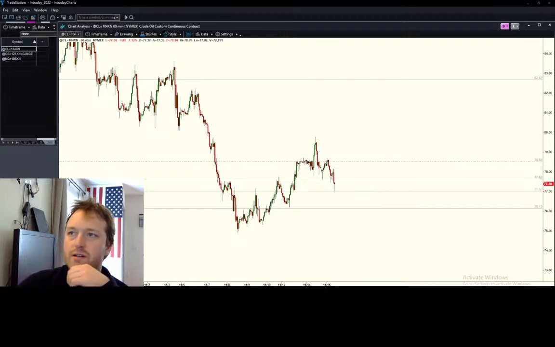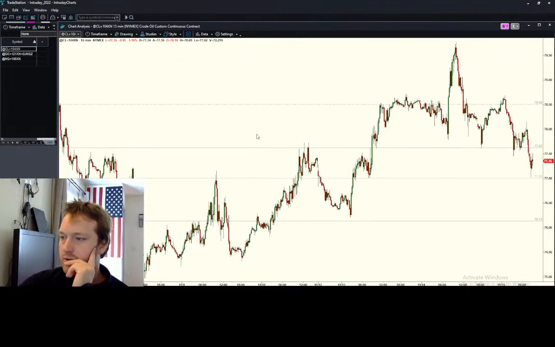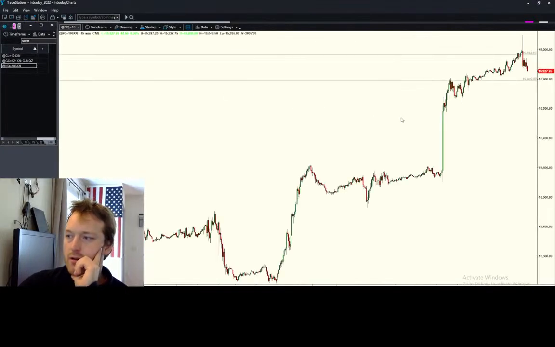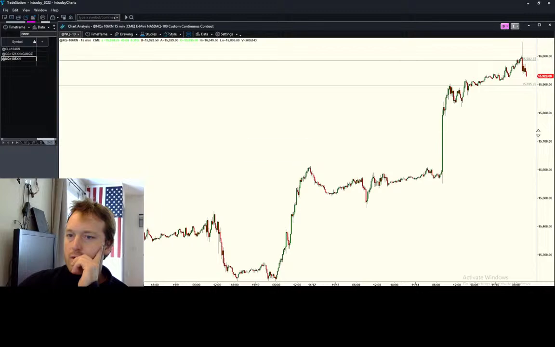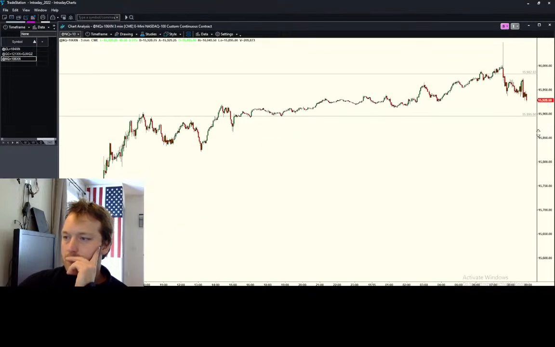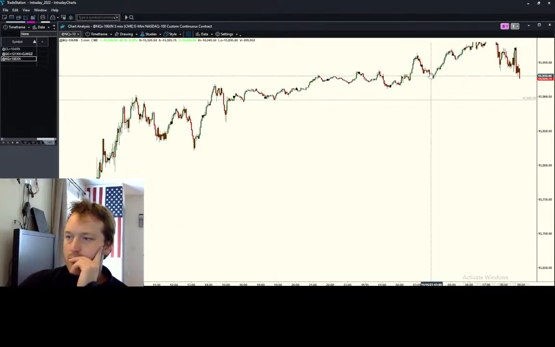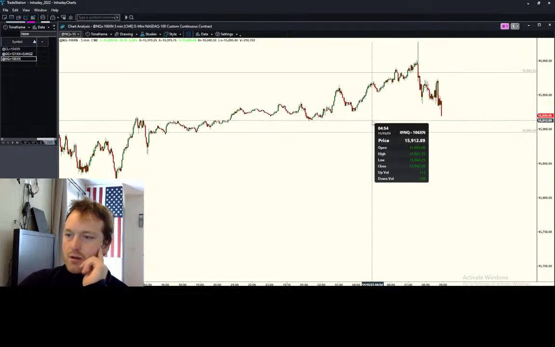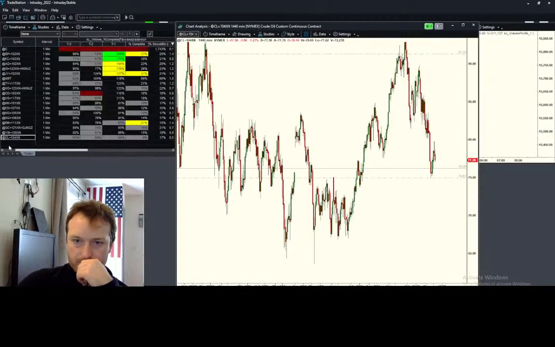Perhaps we just need to take 1-to-1s at this point. I don't know what's happening with that NQ. It's going down. There it goes.